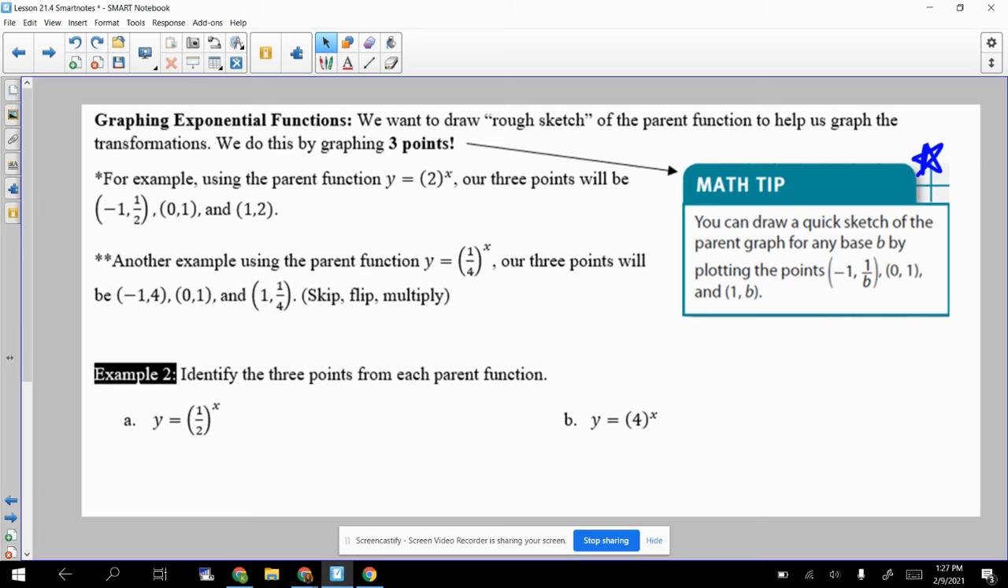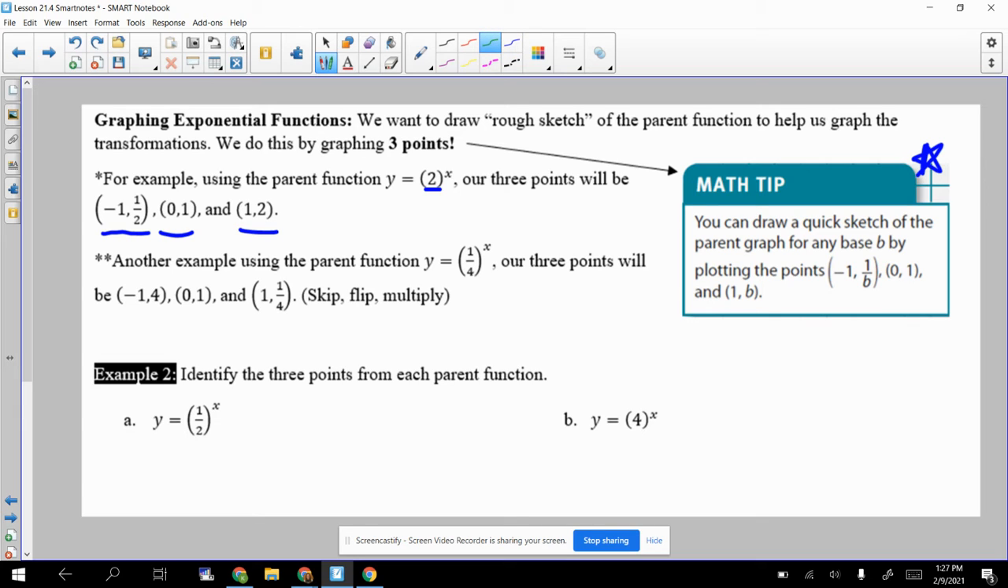Okay, so that being said, our 3 points for if it was 2 to the x, well, the base is 2. So you would do -1, comma 1 over b, so 1 over 2, 0, 1, that one always stays the same, and then 1, comma b, so 1, comma 2. Okay, then same idea here.